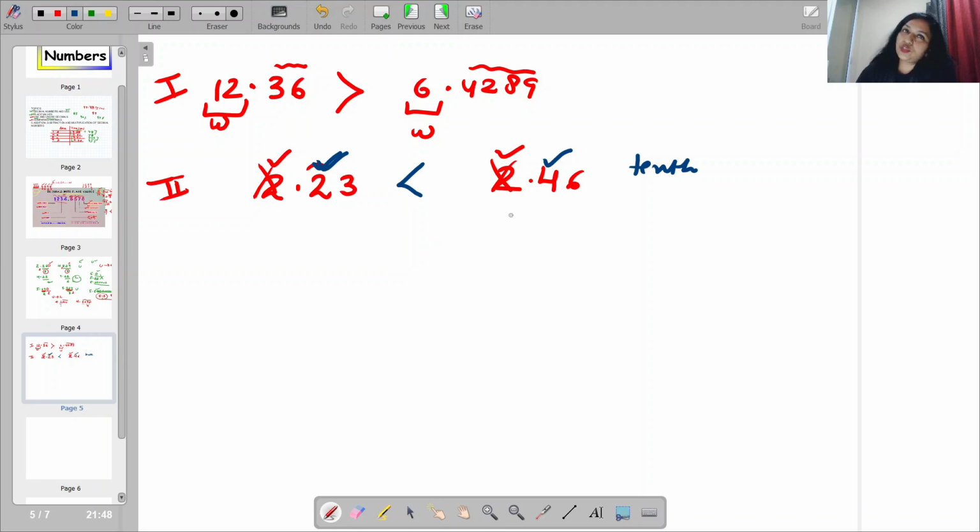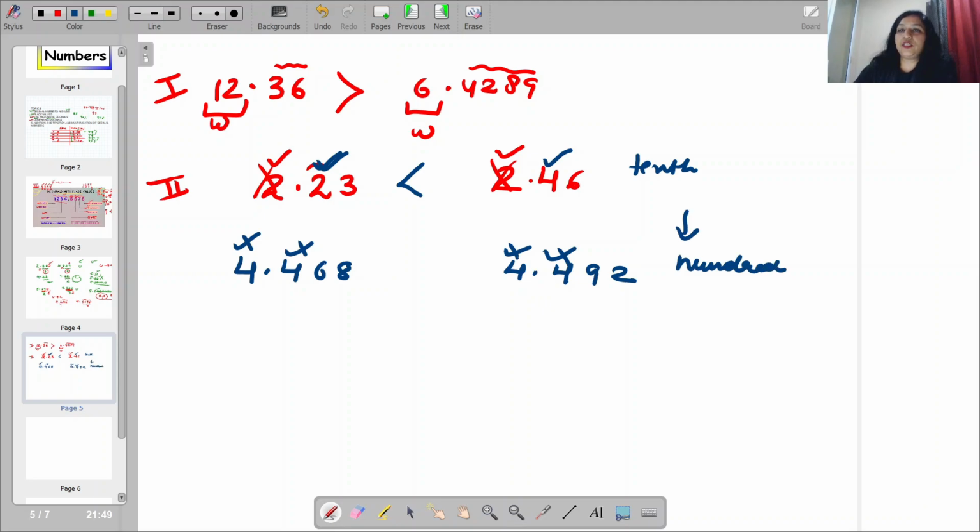What if the 10th position is also same? Another one. 4.468, 4.492. Start comparing. Whole number part, same. We cannot compare. 10th part, 10th part, again same. We cannot compare. After this, move to the next digit. That means after 10th, we have to move to 100th digit. Okay. Next digit is 6 here. It is 9 here. 9 is undoubtedly greater than 6. So that's the greater number. Right? I hope it sounds easier.